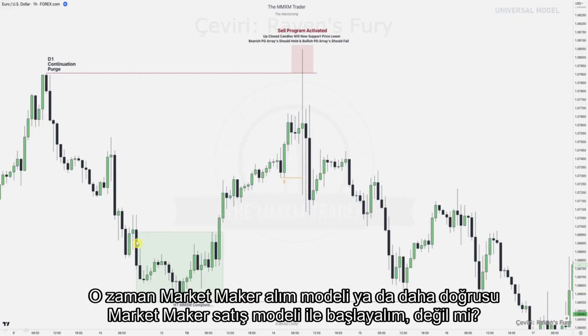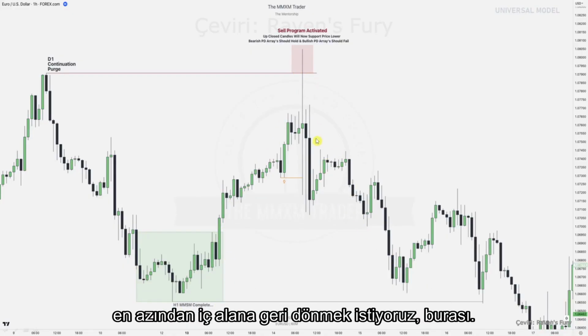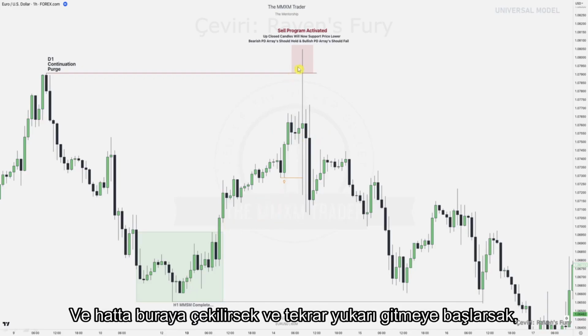So start off with our market maker buy model, or market maker sell model rather, right? We've got that original consolidation, and then we hit that external range, and then we want to go down back into internal at least, which is over here. And this is why sometimes if your bias is incorrect, if you wait from external to internal, it's more forgiving, right? Because we know price is more likely to draw into discount first.